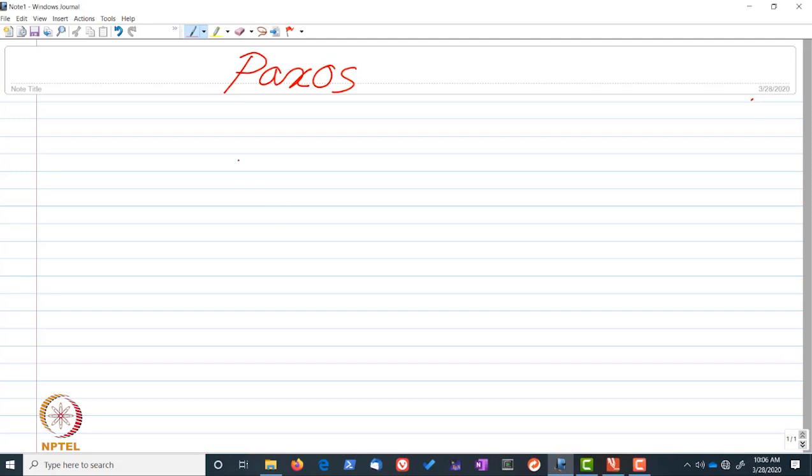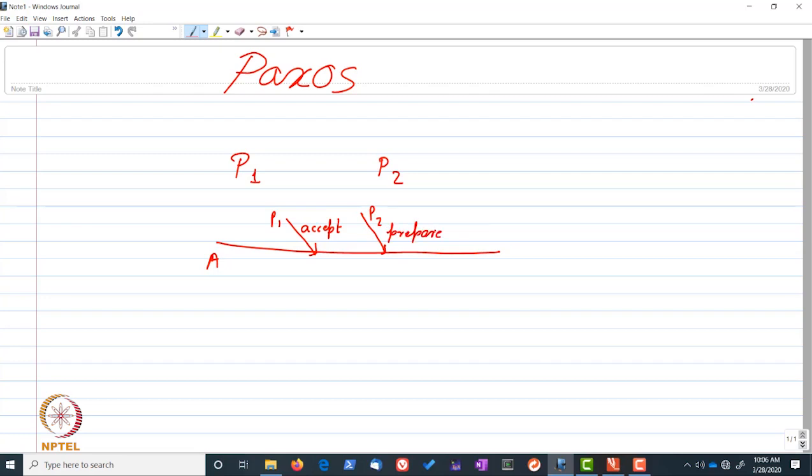So consider proposals P1 and P2. Let us assume that there is an acceptor A, and let this be the timeline. Assume that P1's accept message comes at this point, and then comes P2's prepare message. Then what is clear is that P1 has finished its phase 2, and then P2's phase 1 begins. That part is clear. So we can say that P1 precedes P2.